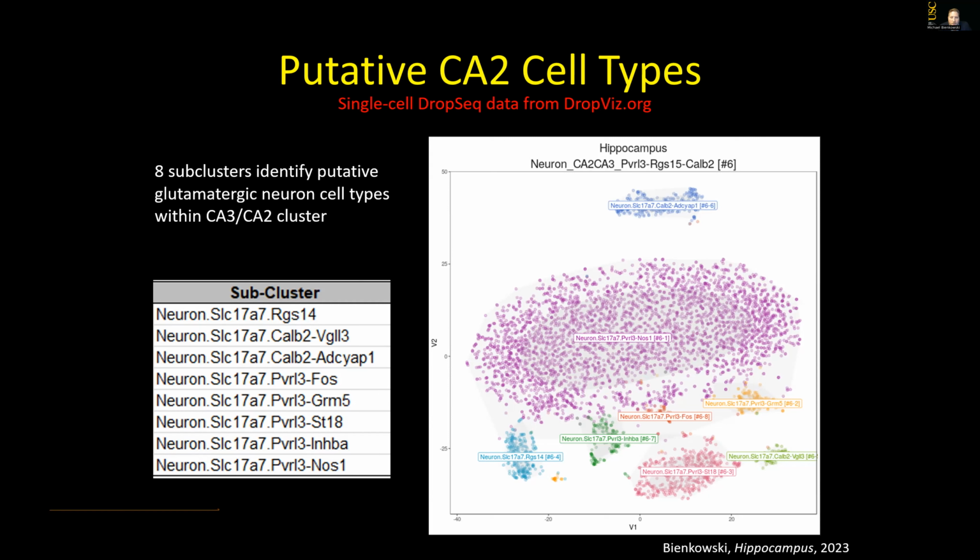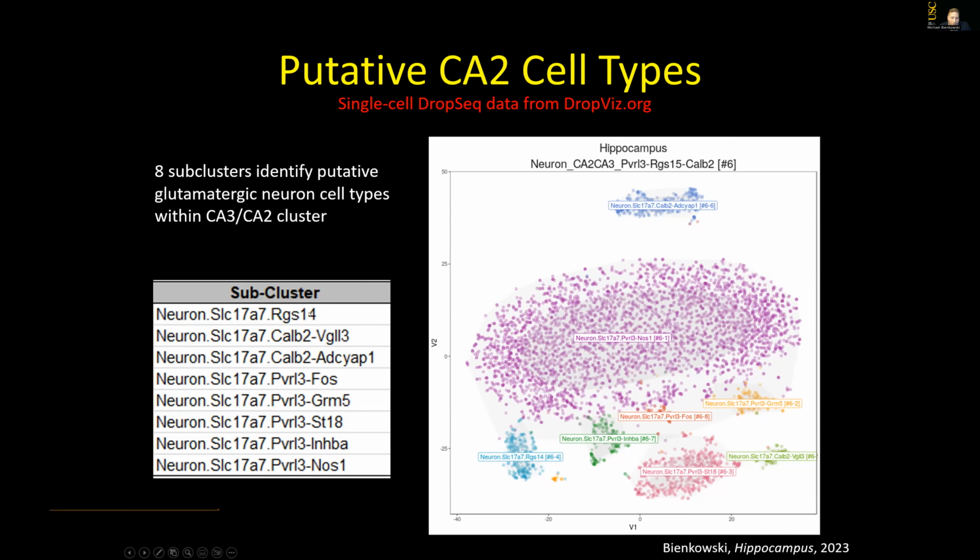So what I wanted to look at, I took these gene expression markers to a single cell sequencing data set. So I used the DropSeq data that you can find on dropviz.org. This is from Steve McCarroll's lab. There's a very useful website there where you can investigate their DropSeq data. They did the whole brain and clustered it, and they identified this major cluster of CA2 and CA3 glutamatergic neurons. And then they clustered again, and they find 8 subclusters. So these will be 8 putative glutamatergic neuron cell types.